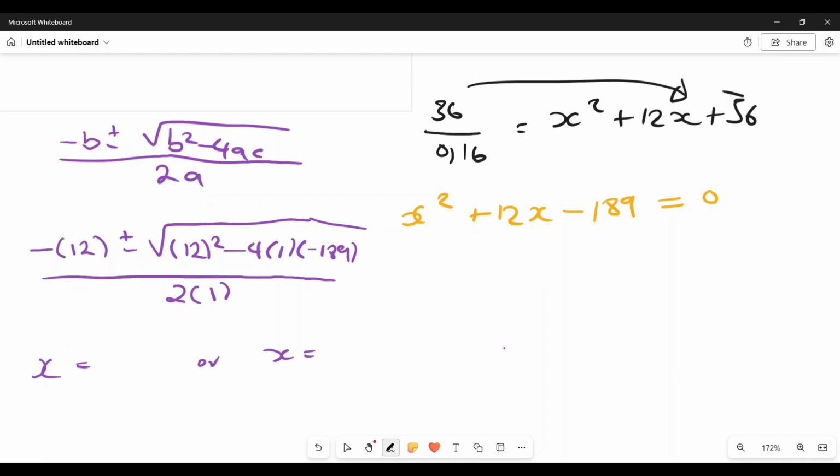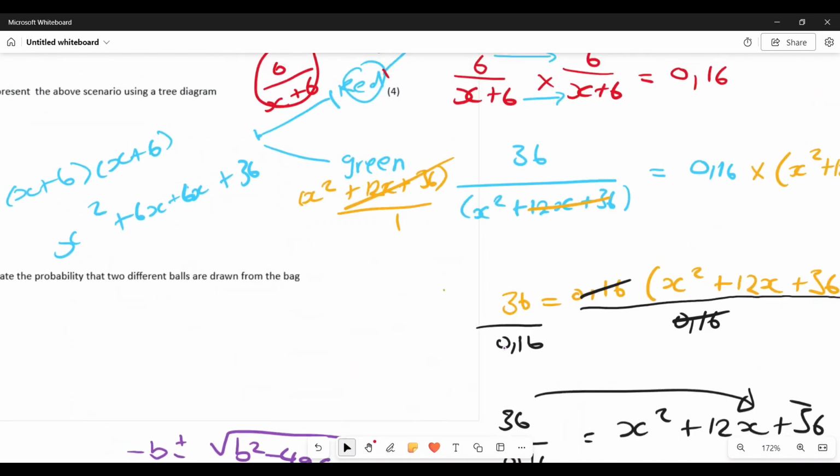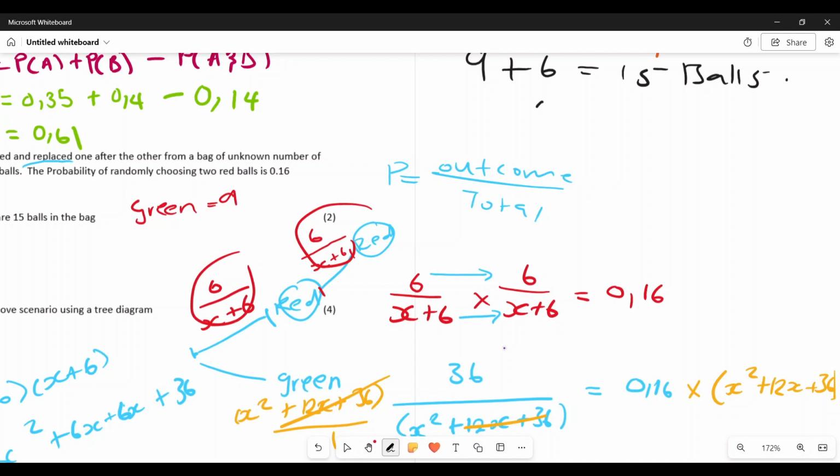And my x is equal to 9, or my other x value is equal to negative 21. But remember, our number cannot be negative, so this would not be applicable. So as a result, my x should be equal to 9. Now, I have shown that my number of green balls is 9.